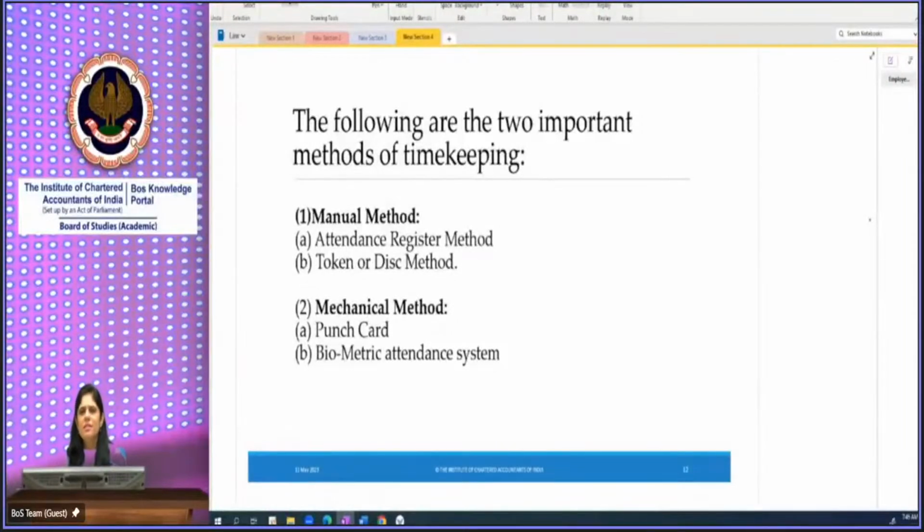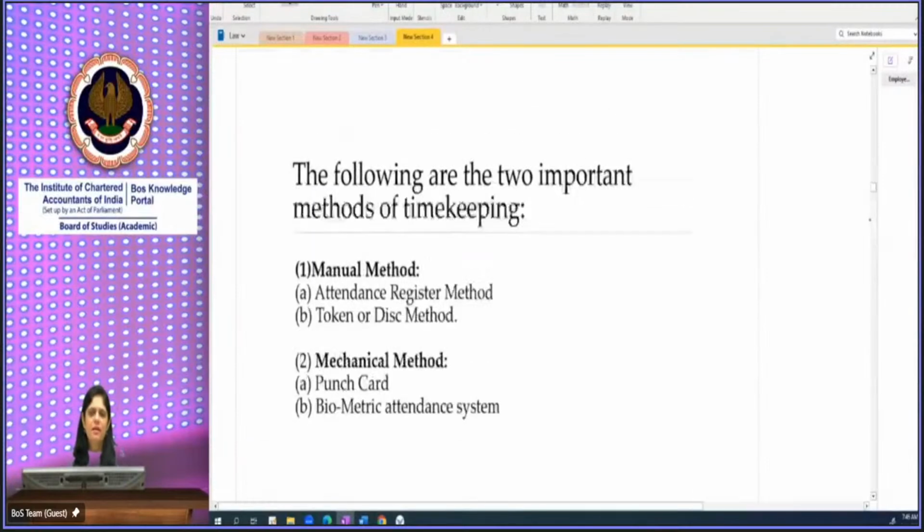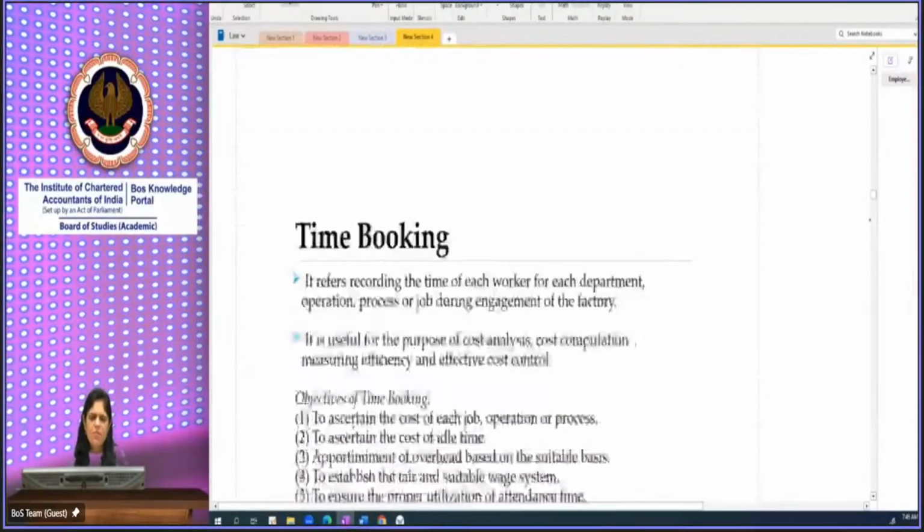So biometric carries a cost. Big organizations, big companies are only using biometric, because biometric uses a machine and it carries a cost of maintenance also. Clear? But little middle level organizations, they are using punching card also. Clear? So biometric recognizes your face recognition. Clear? So those are the methods.